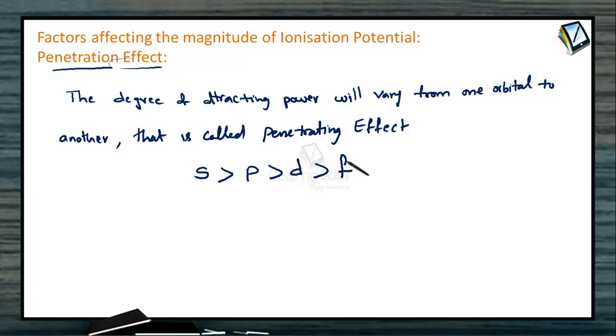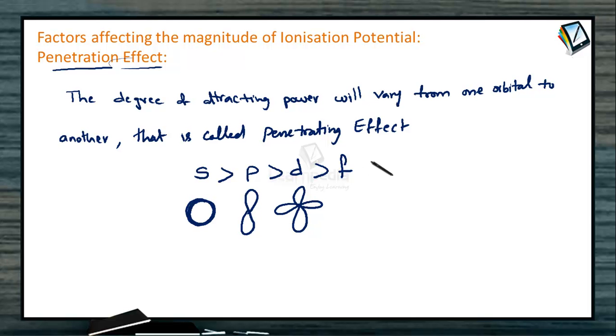The s orbital has a shape like a circle. So the attracting power of the nucleus on the s orbital is very uniform because of the circle shape. But in the case of the p orbital, it has a dumbbell shape. So the attracting power of the nucleus on the p orbital will be less. For the d orbital this is a double dumbbell, and for the f orbital it has some fused shapes.